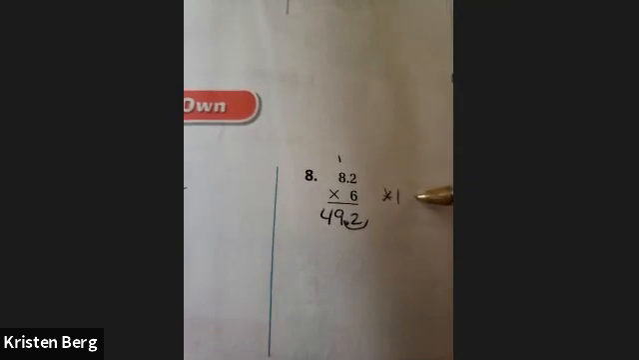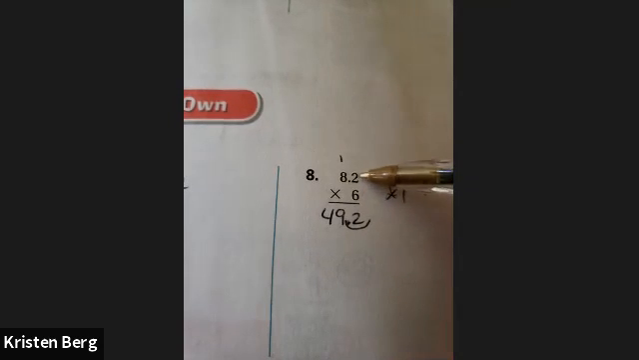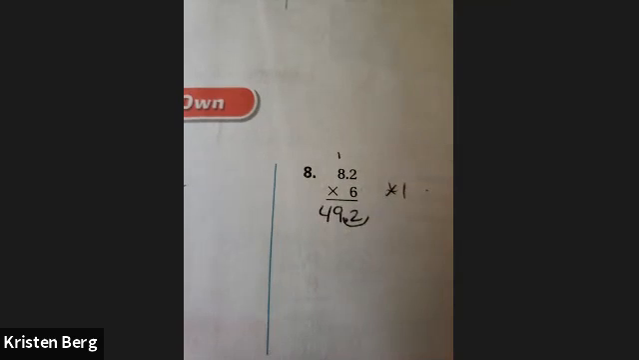Here, how many numbers are after the decimal? It's only 1. So make sure you bring it in 1 place after you find the answer. So 6 times 2 is 12, carry your 1. Then 6 times 8 is 48, plus 1 is 49. And then you move that decimal in 1 place, and it'll be 49 and 2/10.